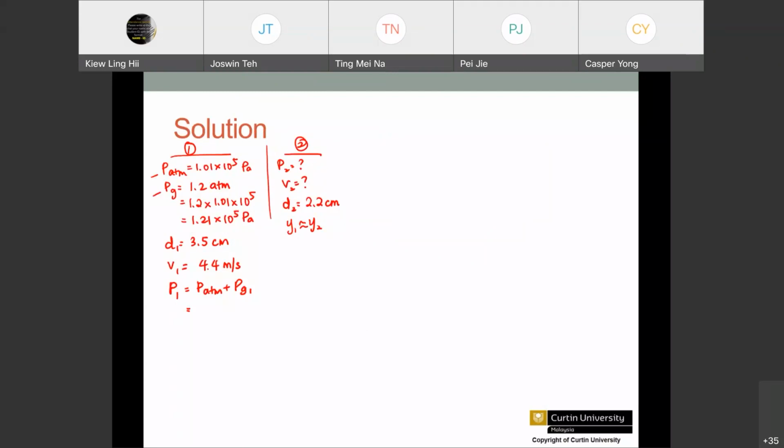Now, the question wants us to find V2. Okay, so the change in velocity here is caused by the change in the diameter. So we can use the equation of continuity, right?